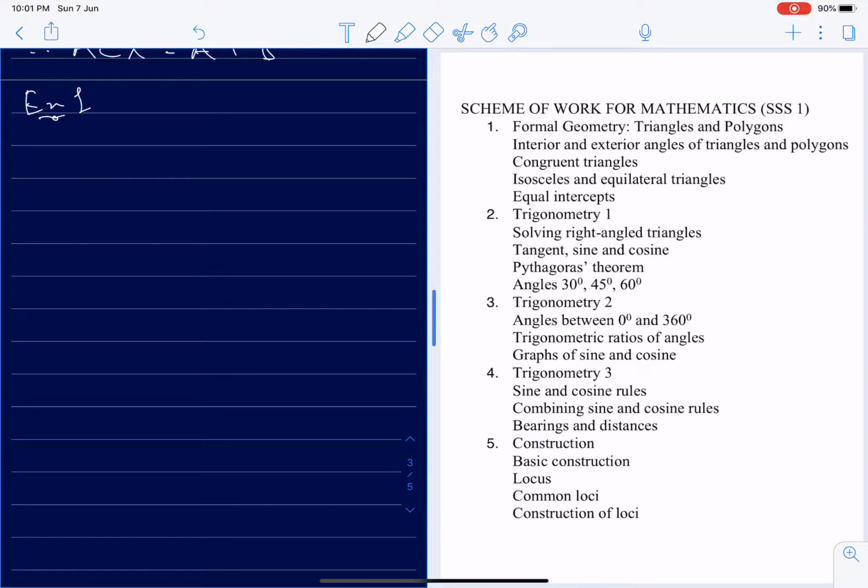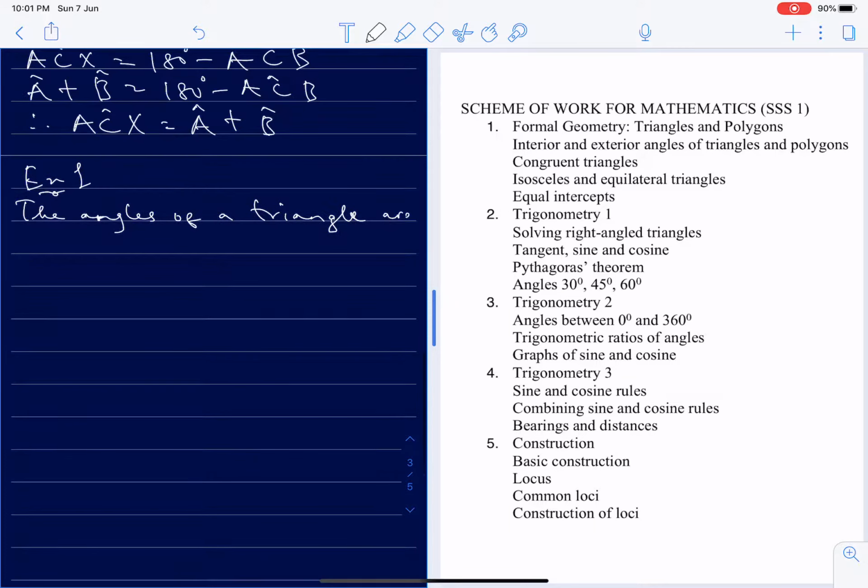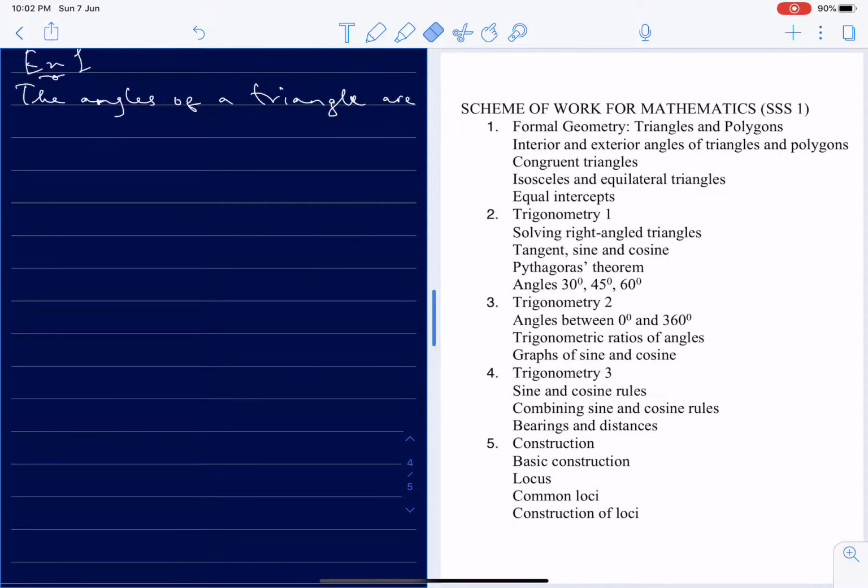Example 1. The angles in a triangle. The examples we are taking are going to be things having to do with the two theorems we have learned. The angles of a triangle are x, 2x, and, of course, a triangle has 3 angles inside it, 3x. Find the value.